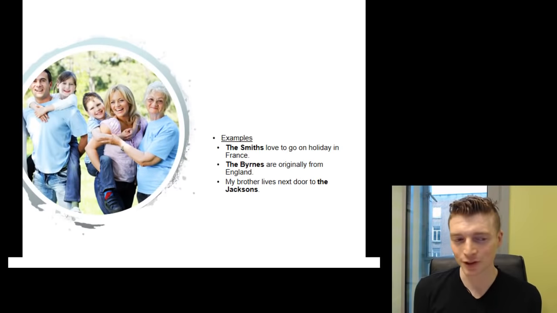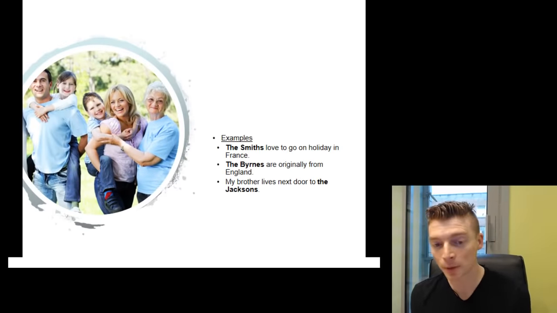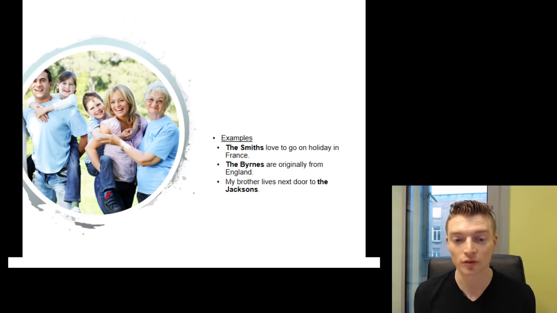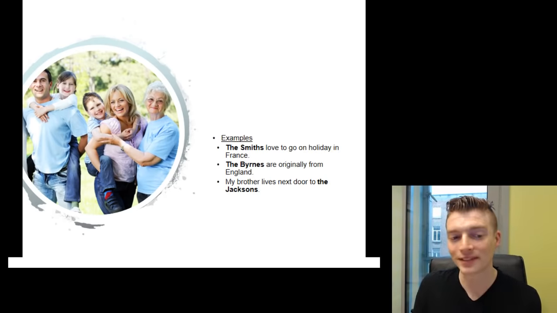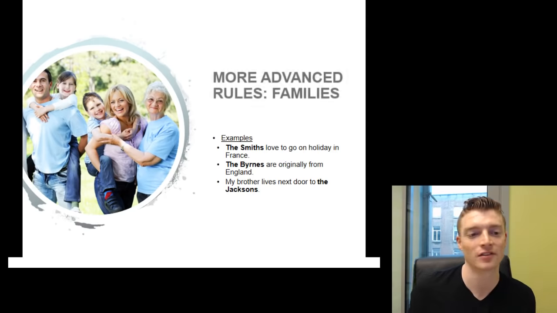So, have a look at the picture here. We see some happy people. It looks like they know each other very well. They're probably a family. So the examples. The Smiths love to go on holiday in France. So the Smiths. Here we're referring to the family, right? The Burns are originally from England. My brother lives next door to the Jacksons.